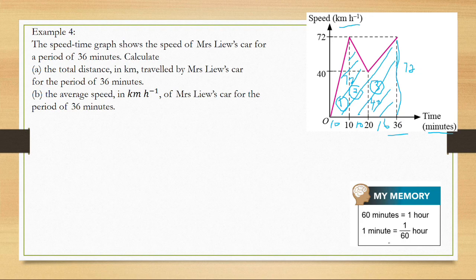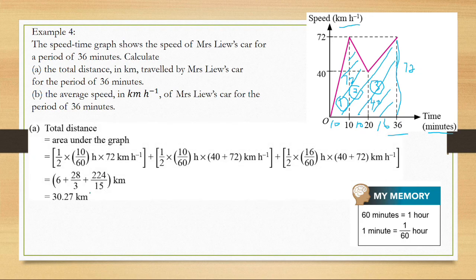You have to remember this. So it will be 1/2 times 10/60 times 72. So this is represented by the first part here, number 1. And then number 2 is a trapezium, right? So it is 1/2 times 10/60 times (40 plus 72). And then the last part is 1/2 times 16, because it is 16 minutes here, times (40 plus 72). Okay, so you just add up everything and you will have 30.27 kilometer.